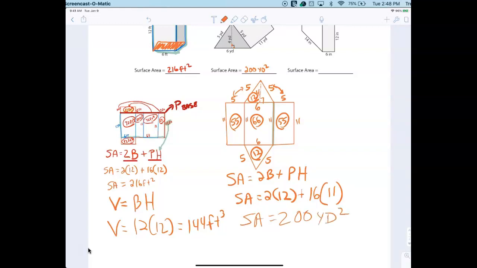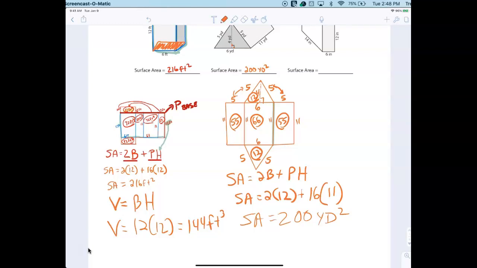So again, what am I trying to show you? I'm trying to show you it doesn't matter how you set it up. If you forget when you're taking your ERBs how to do surface area, just look at the shape, add up all the shapes' areas, and that will be the surface area. All right, that's all they're trying to tell you.